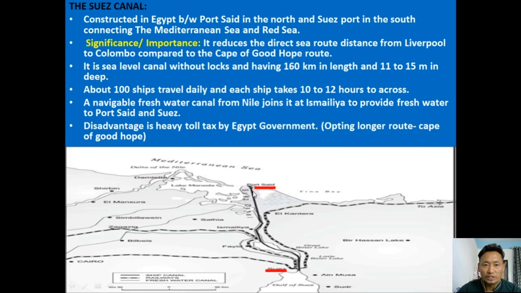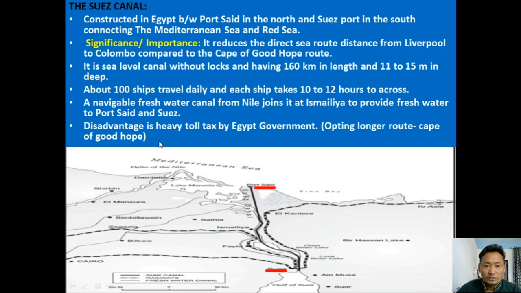And again, the navigable river Nile also joins this canal at a city called Ismailia. So the river Nile also joins this canal, and it provides fresh water to the canal.